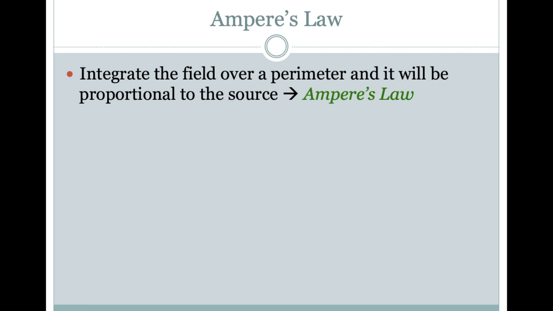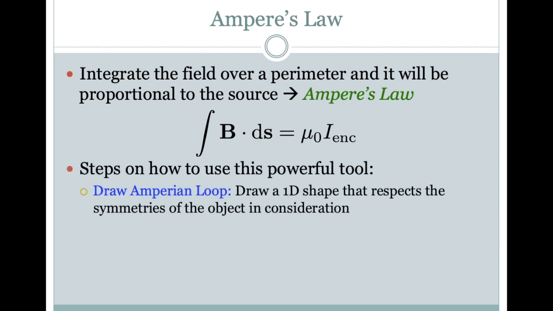We integrate the field over the perimeter of some loop that respects the symmetries of our object, and it will be proportional to the source, where the source is the enclosed current. Before going over examples, let us discuss how you actually use this law, which is called Ampere's law. The first step is to draw an Amperean loop. We draw a one-dimensional shape that respects the symmetries of the object in consideration.